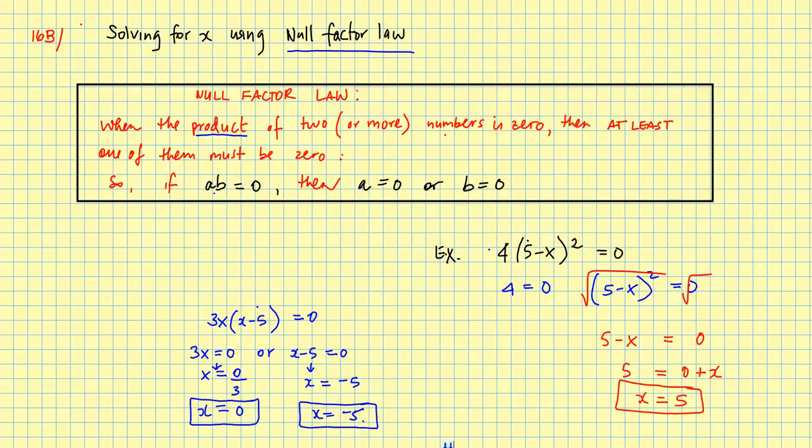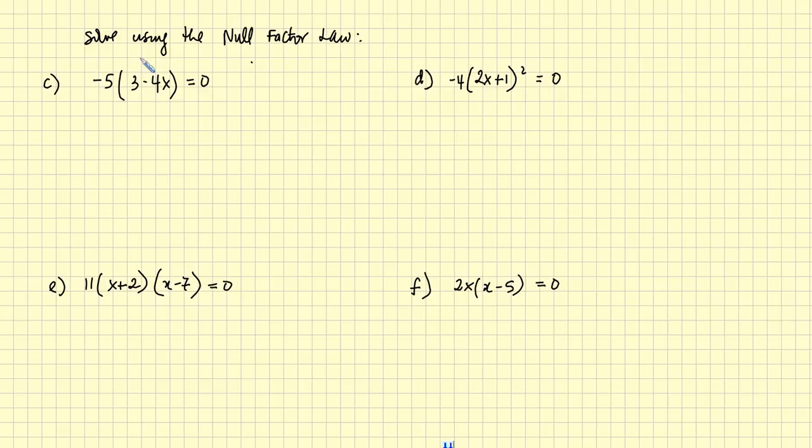Now, if I want to do some other examples, let's take a look at the next 4 examples, but let's look at f. So I've got f here where I've got 2x multiplied by x minus 5. So what I want to do is I want to do either 2x is equal to 0 or x minus 5 is going to equal 0, because I'm using the null factor law that says either a is equal to 0 or b is equal to 0 if they are multiplied to each other.